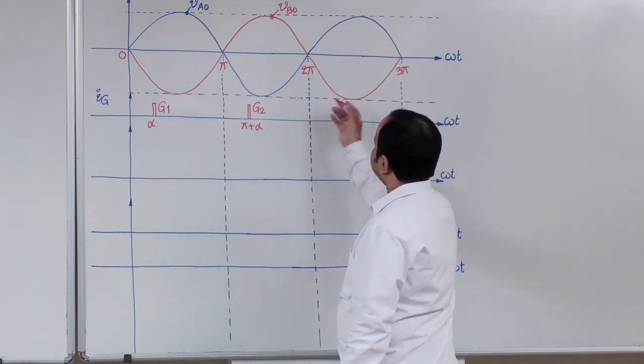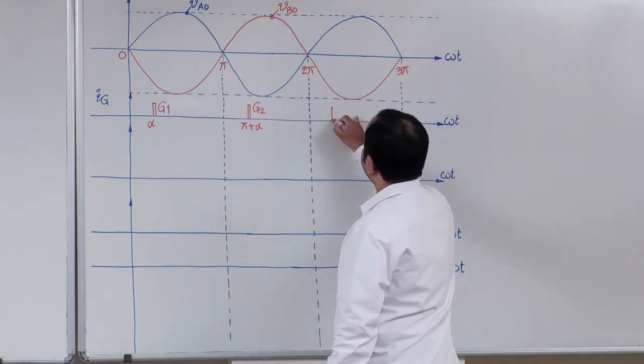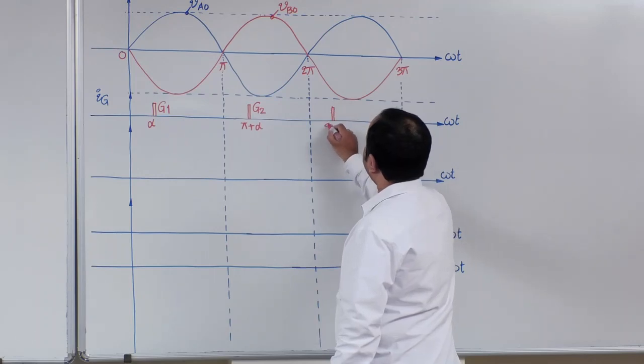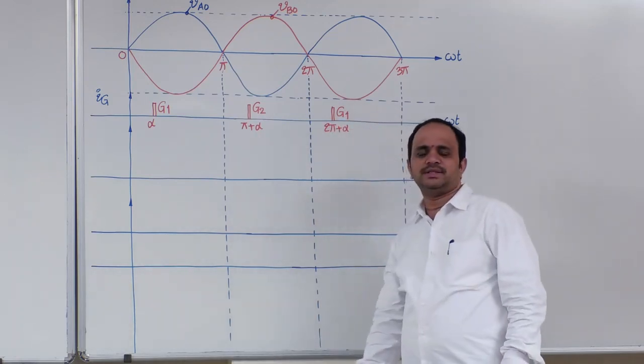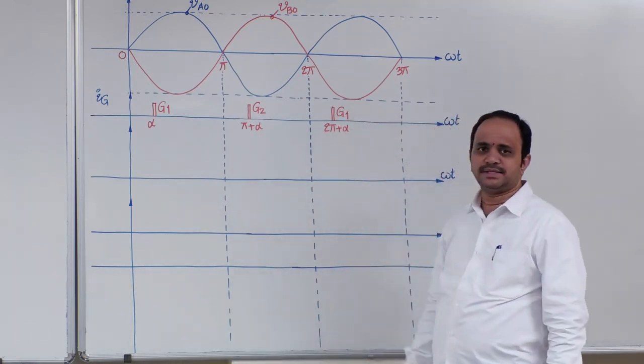So this is a symmetric triggering sequence. Therefore, in the next cycle, T1 can be triggered at 2 pi plus alpha. This is the triggering sequence.